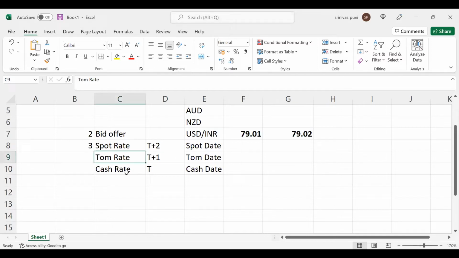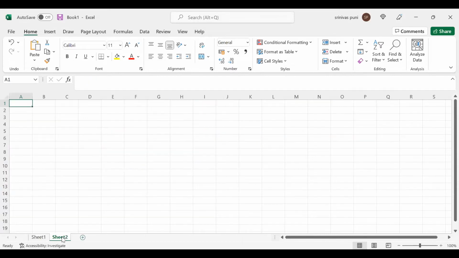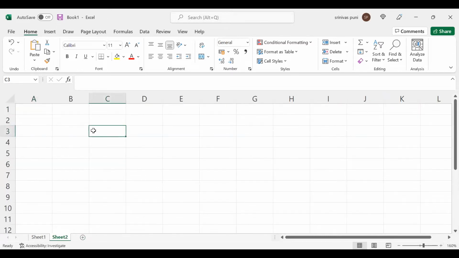Okay, fine. Now let us understand how this spot rate, term rate, and cash rate are linked to each other. Before we do that, I will take an example of USD INR, meaning dollar to rupee. Now, for simplicity's sake, I'm not going into bid offers right now. Bid offers are important, we'll come to that a bit later. But let us assume there is a single rate, both for buying and selling, just for understanding purposes. We'll do bid offer a bit later.